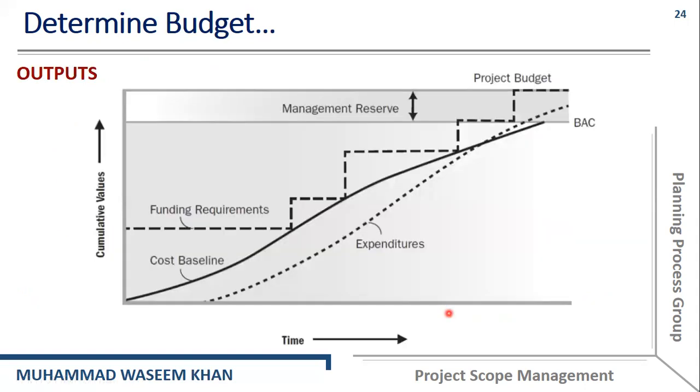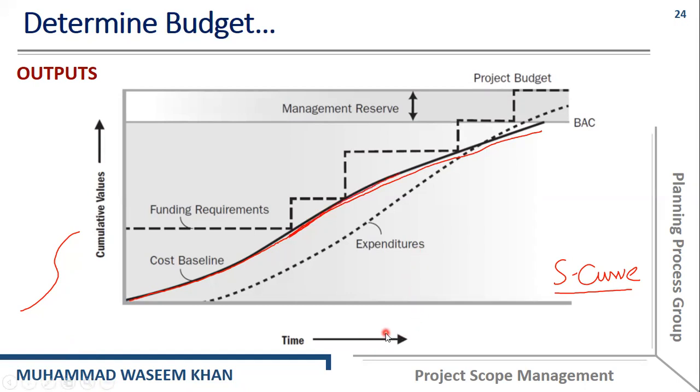Then, look at this particular graph. This graph is very important, I would say, and you should focus on what this graph says. This is called the S curve. We call it the S curve because it is somewhat similar to the letter S. You can see this, yes, it is somewhat similar to S.